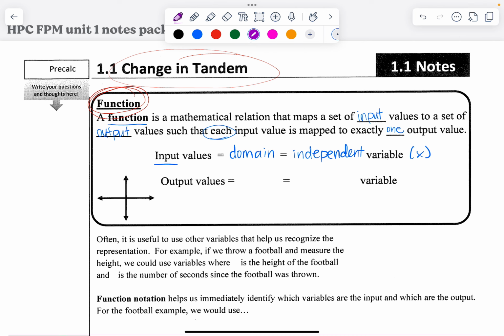Let's talk about output values. So the output values, that set of values, is called the range, and these are dependent. They're dependent on the independent variable. And typically we use Y for this, but it can be other things as well.